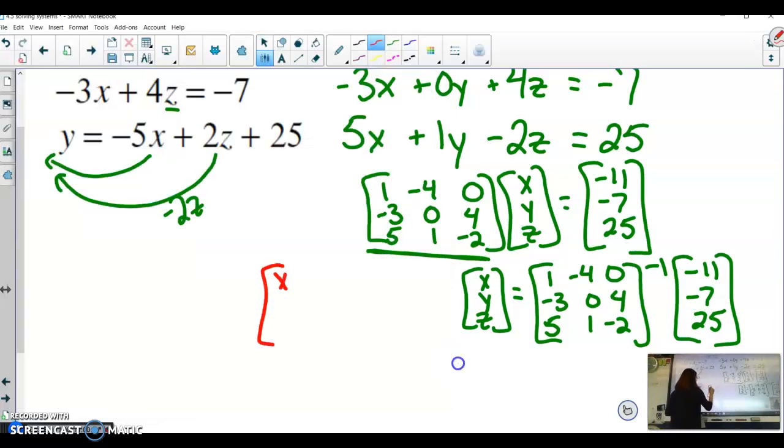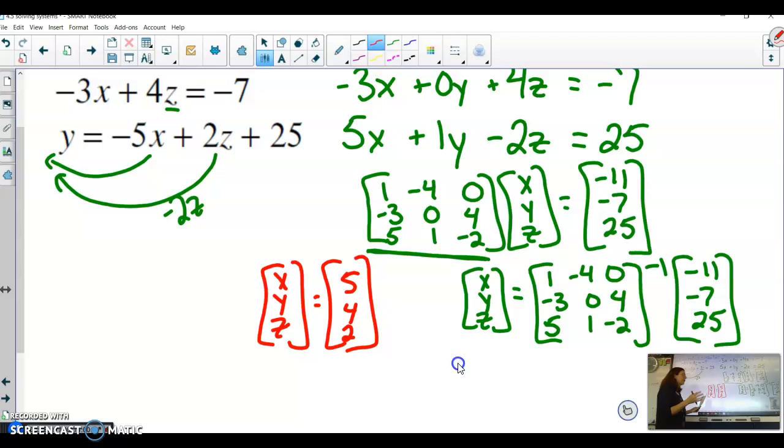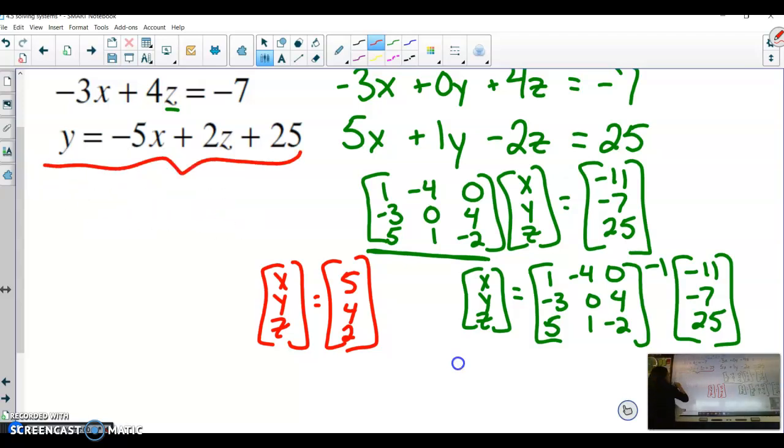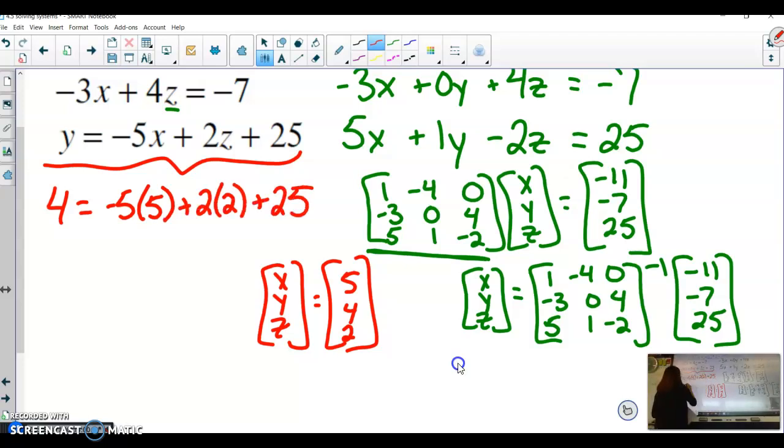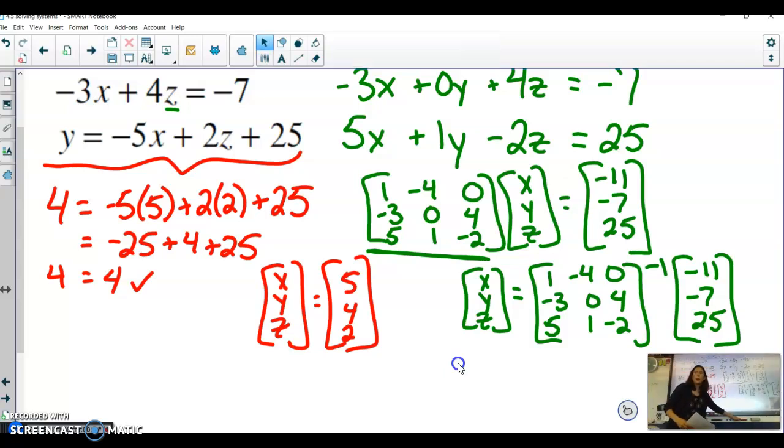So that means that x, y, z is equal to 542. So obviously x is 5, y is 4, z is 2. We could quickly check that with perhaps this last equation, just to make sure that that makes sense. If I put the 4 here, I have negative 5 times 5 plus 2 times 2 plus 25. Well, if I add up the right side, that does add up to be 4. So that checks out. I could check the other equations as well, but given that that one works, I would assume the rest would be right as well.